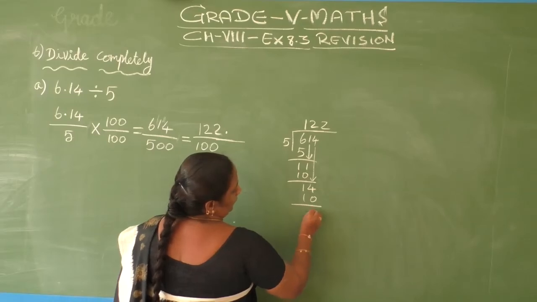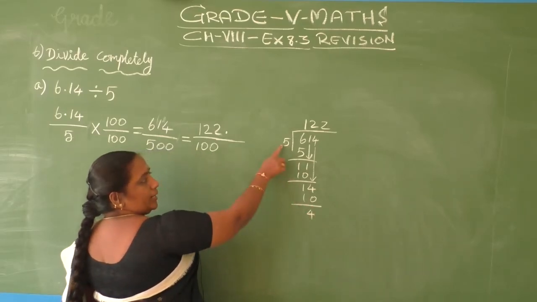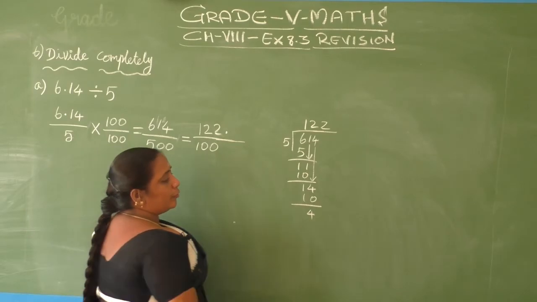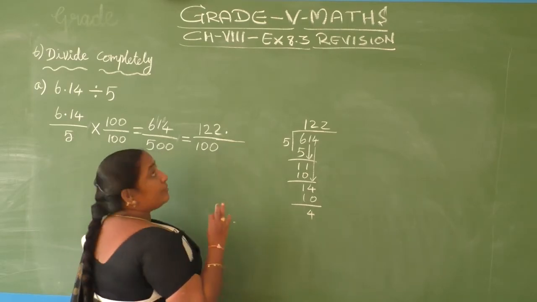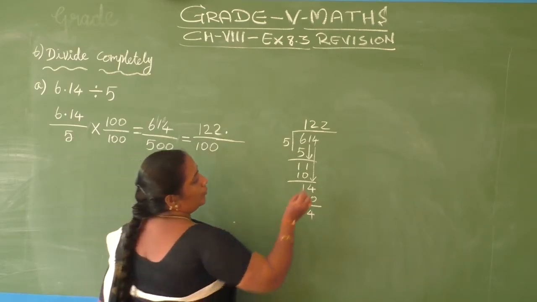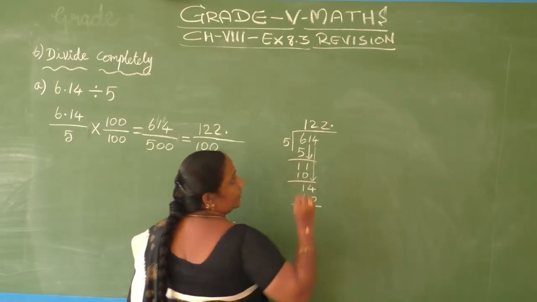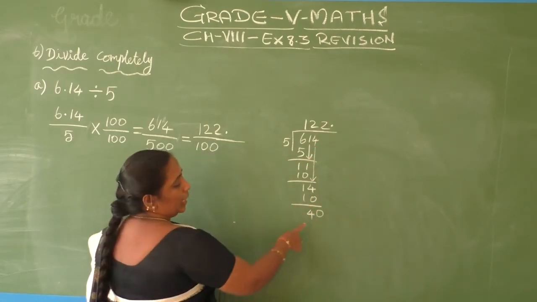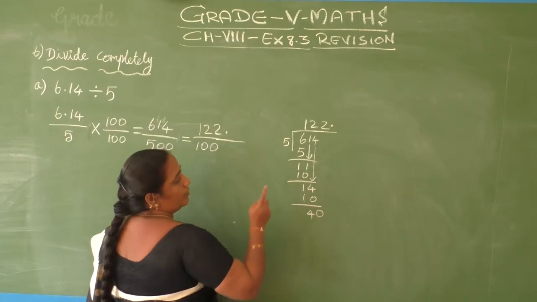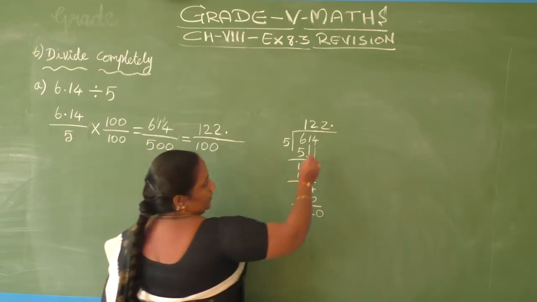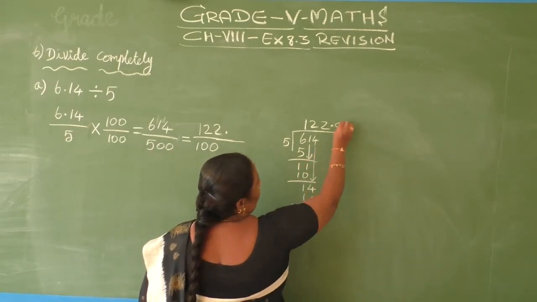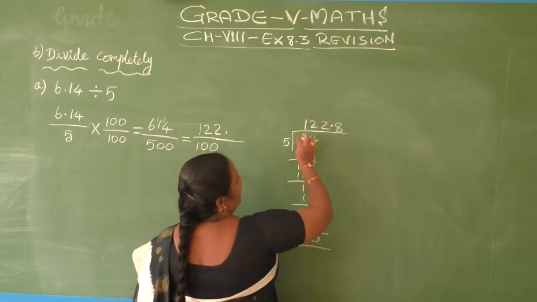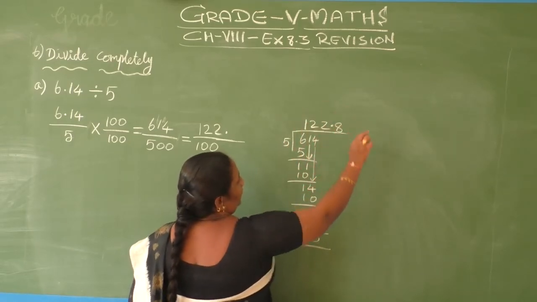So 4. Now 4 is a smaller number than our divisor. So what do you have to do? What was the heading they gave? Divide completely. So keep the decimal point in the quotient and add 0. Now you have 40. Again you continue your division. How many times will it come? 8 5s are 40. 8 times it will come. 8 5s are 40. 0. Now we have divided the number completely.